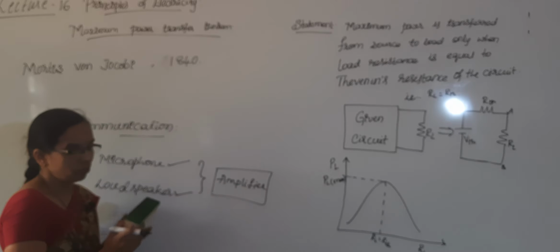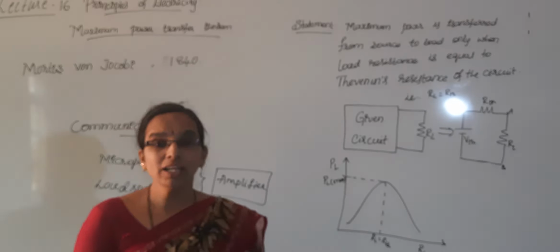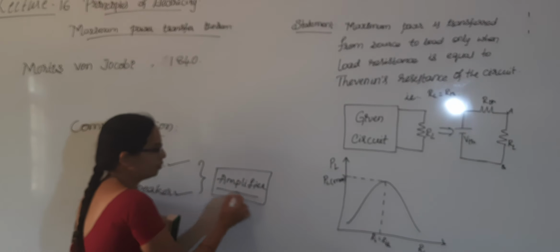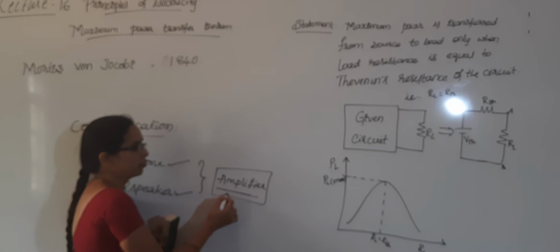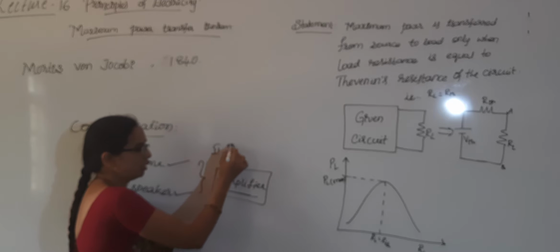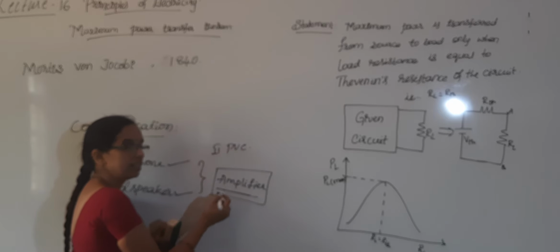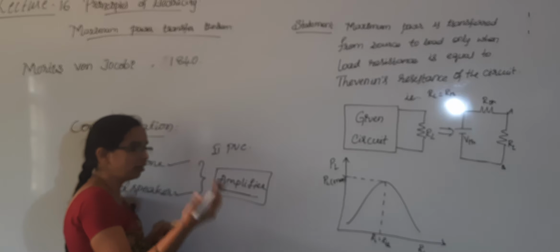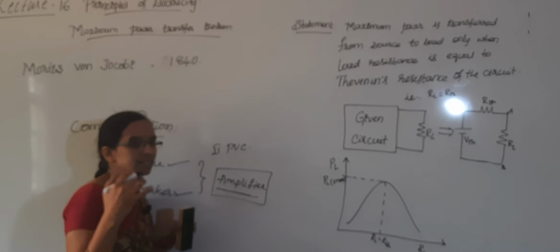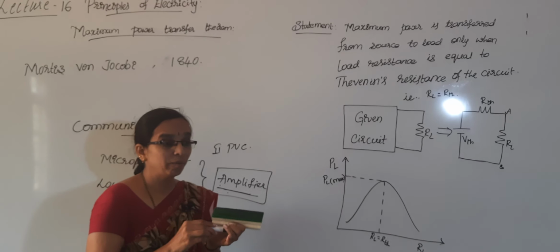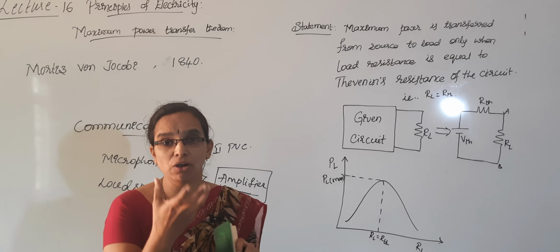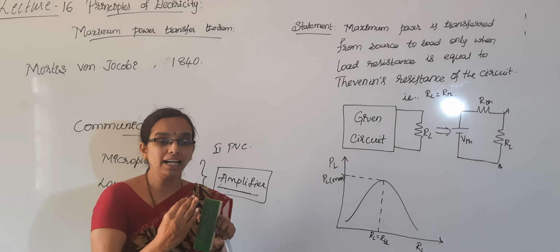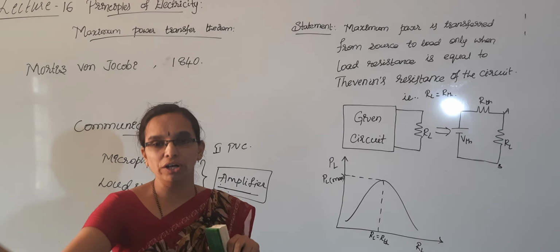Okay, so any communication system you take, there is a device called an amplifier. You are going to study amplifiers in detail in your second PUC, but in brief, an amplifier is a device which strengthens your voice or your electrical signal. A microphone is a device which converts your sound waves into an electrical signal. That electrical signal should reach the audience.